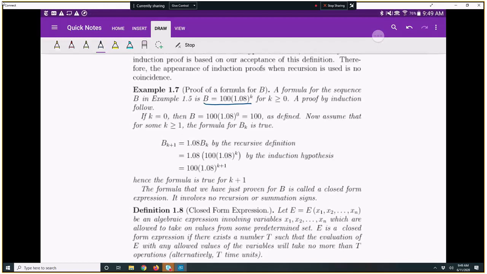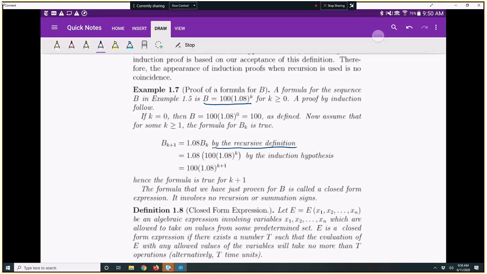And if it is true that it holds for some integer larger than or equal to 1, we just need to prove that it holds for the next one up as well. So let's examine b sub k plus 1. And we're working under the assumption that this formula is true for b sub k. So b sub k plus 1 should be equal to 1.08 times b sub k by the recursive definition. So we're working with our recursive definition.